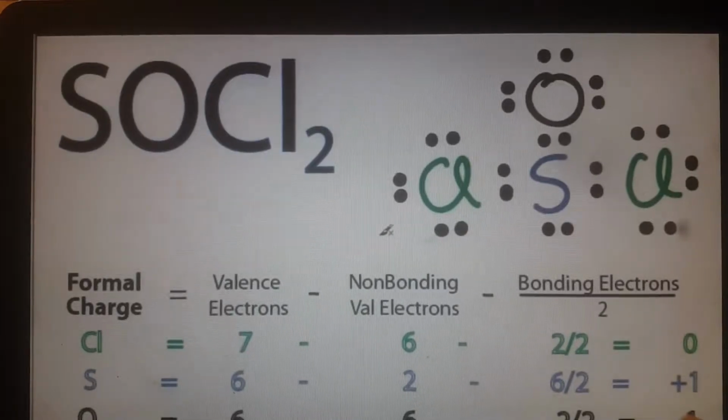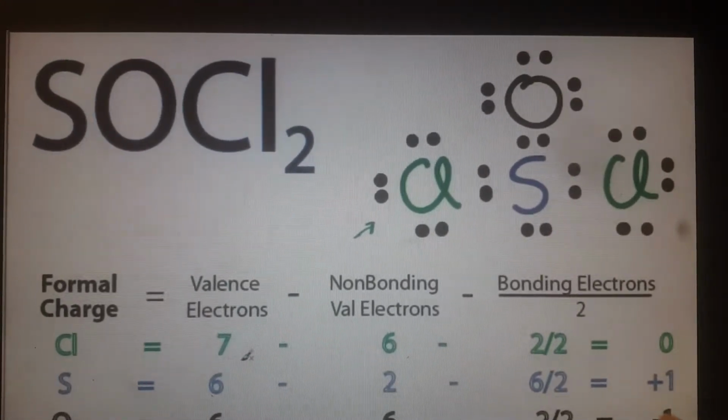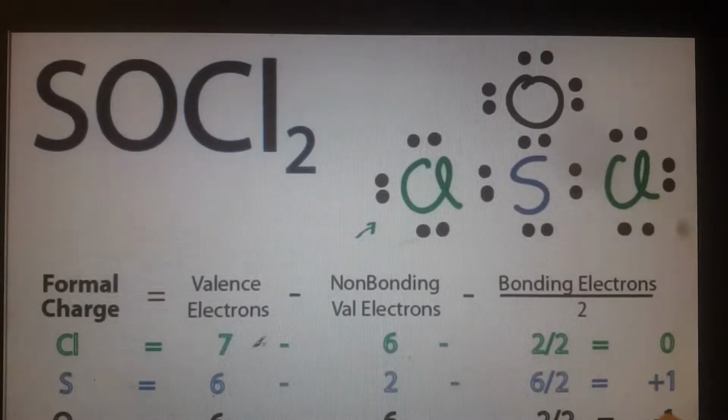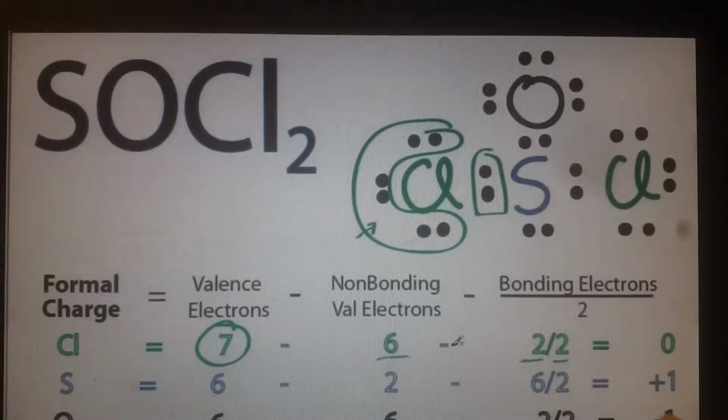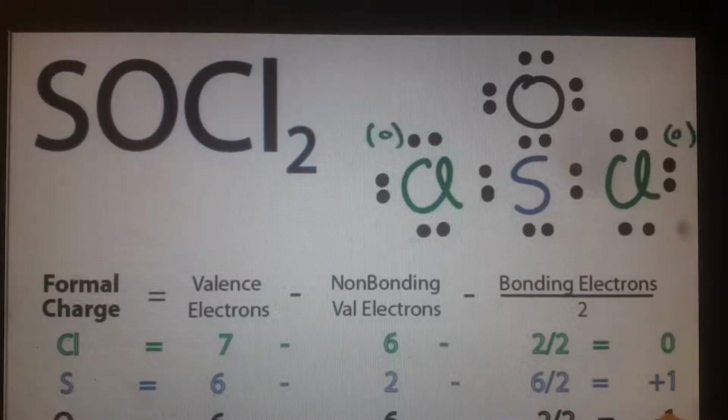Okay, so let's look at the chlorine. Chlorine is in group 7 or 17 in the periodic table, so it has 7 valence electrons. Non-bonding, these electrons right here are not involved in chemical bonds. There are 6 of them. And then we have 2 forming the bond with the sulfur, and we'll divide that by 2. 7 minus 6 minus 1 is 0. Because the chlorines are symmetrical, they'll both be 0.